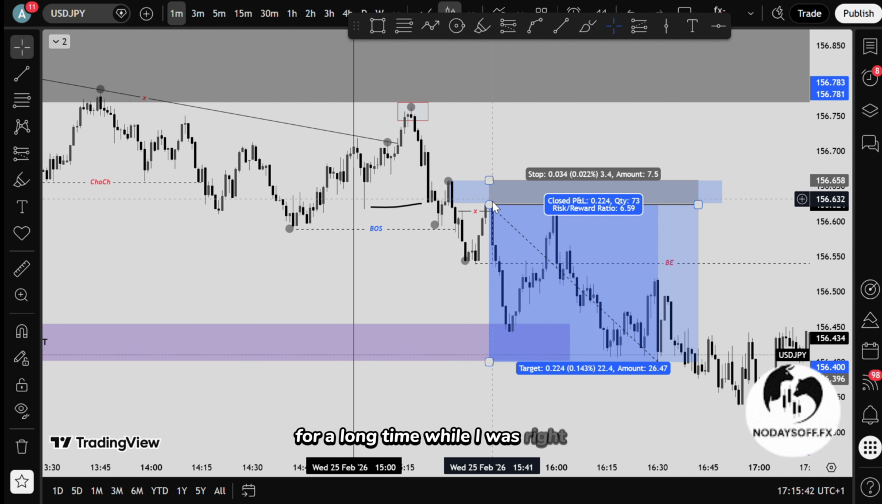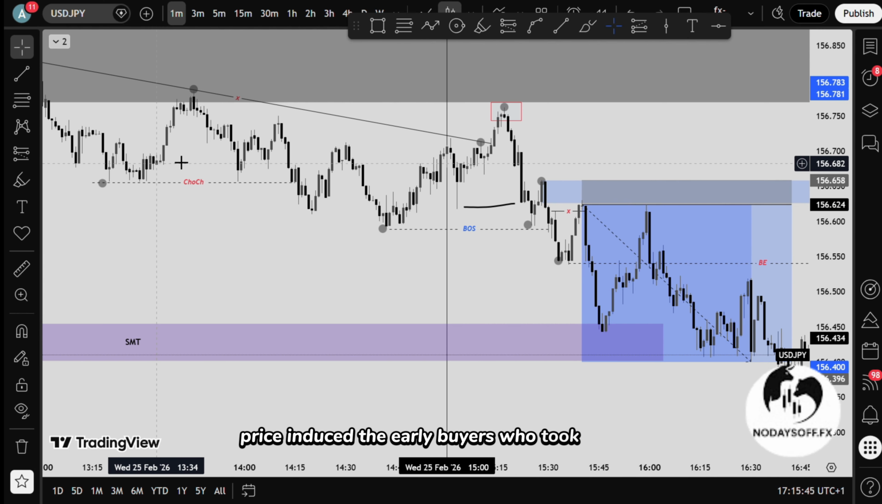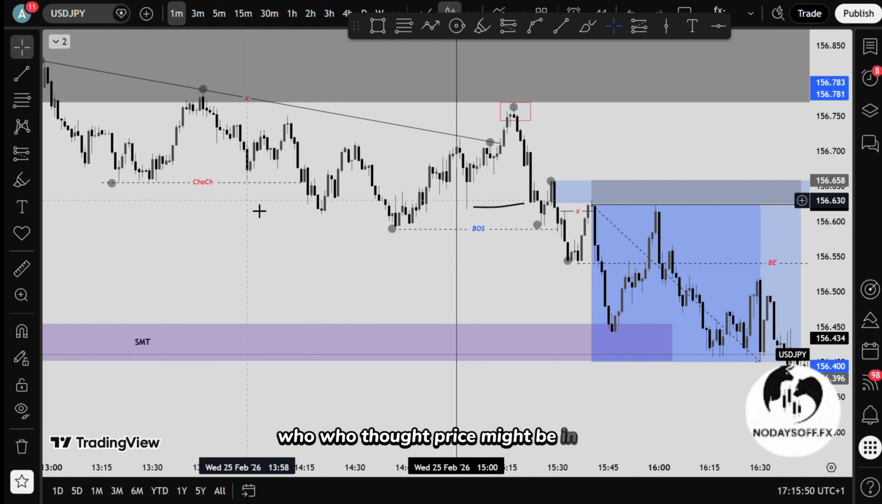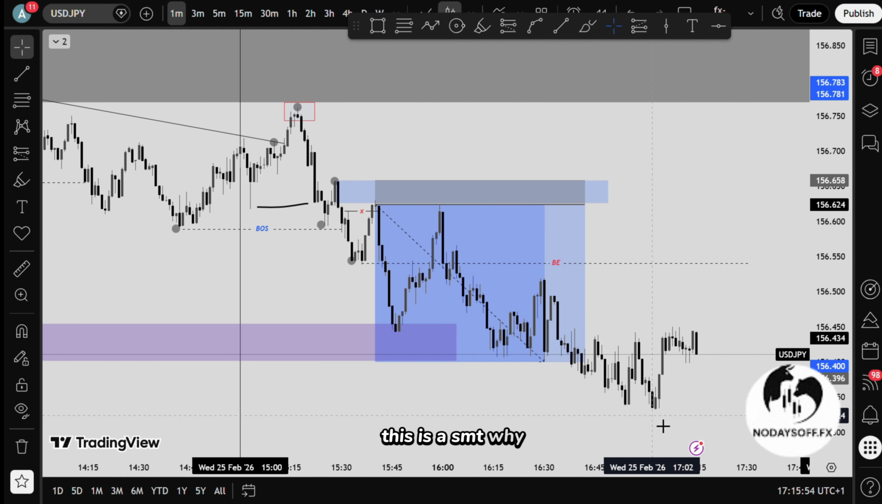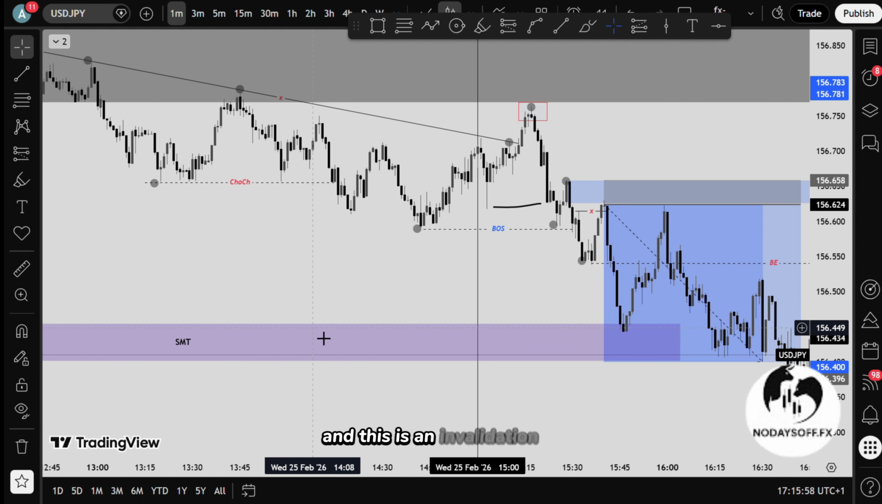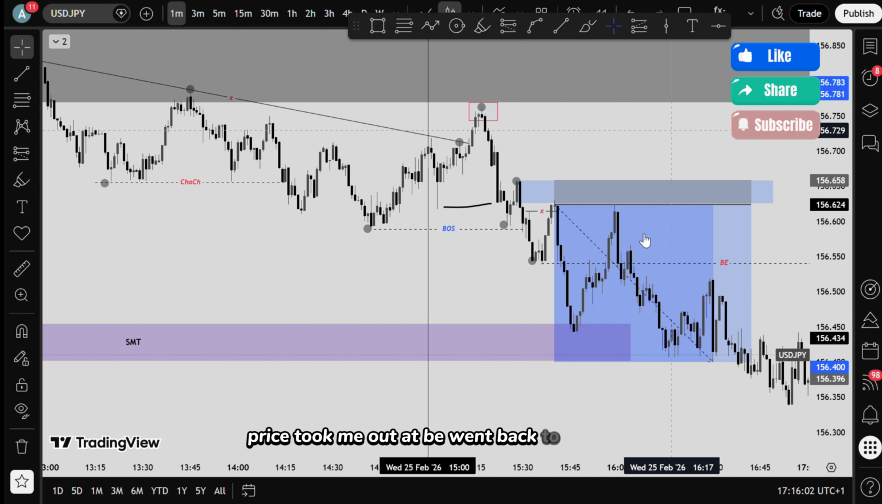While I was right, price induced the early buyers who took this trade, who thought price might be in a bullish movement, but no, this is a SMT. Why? Because price has already mitigated into my zone, and this is an invalidation. So after that, price took me out at BE, then went back to my TP.